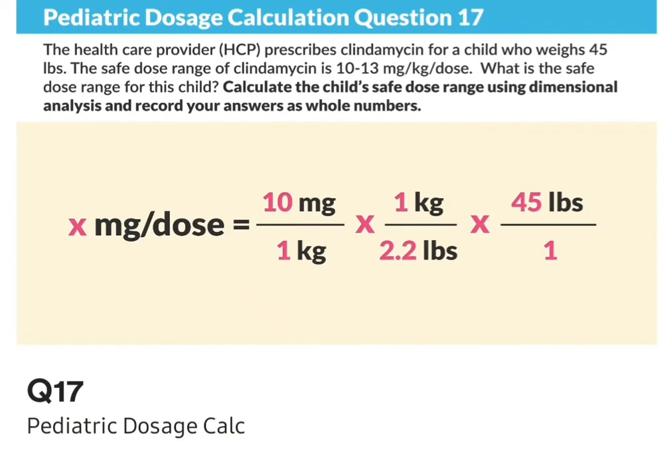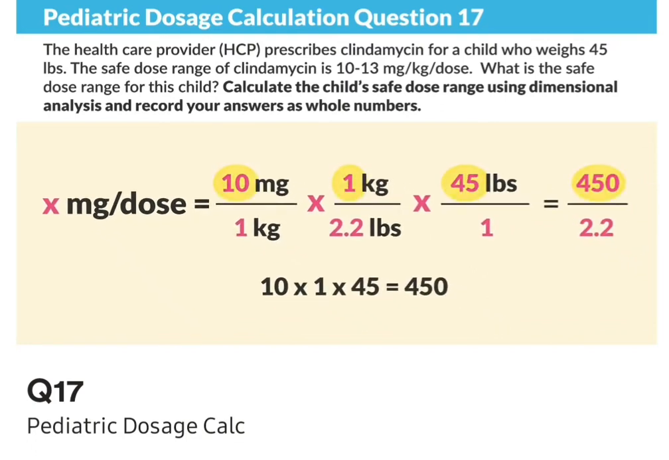So let's set up our equation. We're solving for X milligrams per dose. So 10 milligrams on top per 1 kilogram. Then we're converting those pounds to kilos. So 1 kilo on top and 2.2 pounds. And then simply plug in the child's weight. So 45 pounds over 1 dose. Okay, now that everything's set up, we can just multiply across on the top and multiply across on the bottom.